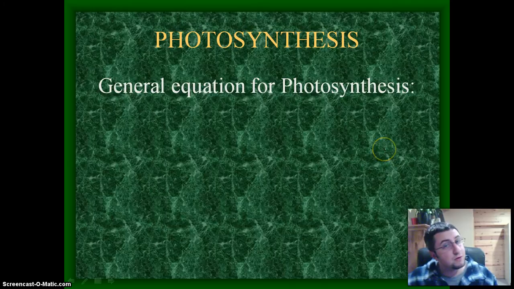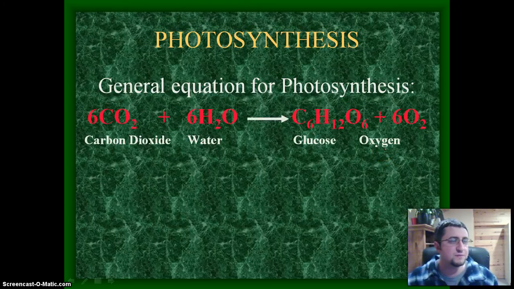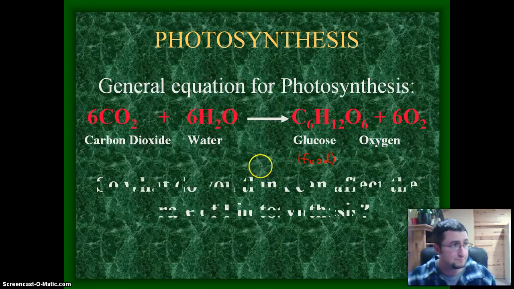Here is the general equation for what photosynthesis is. This equation is very similar to what you find in chemistry. We have 6 carbon dioxide molecules coming together with 6 water molecules, which is going to make 1 glucose molecule. That is our food. And we're going to get 6 oxygen molecules out of the deal as well.